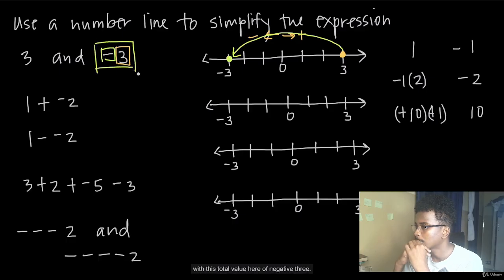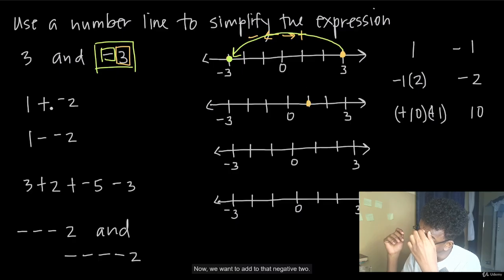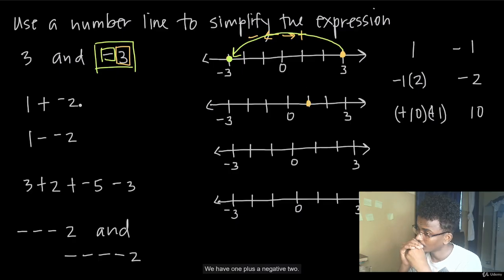That's how we end up with this total value of -3. Now let's look at an expression where we have two values added together or subtracted from one another. Here we have 1 plus -2. If we graph that along our number line, we start with positive 1, so we start at the origin and move to the right in the positive direction 1 unit, and we get to this point here, positive 1. Now we want to add -2 to that.